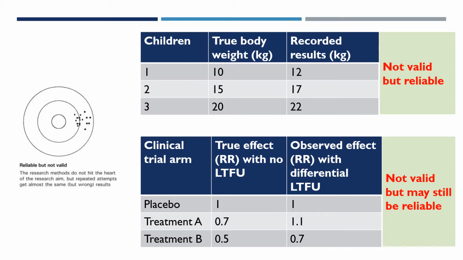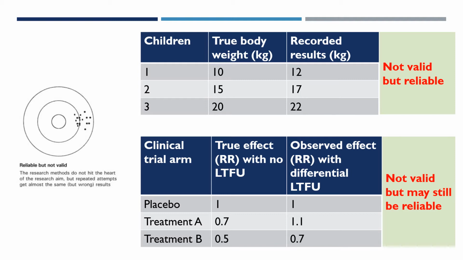In another example of a clinical trial, we can see the true effect is different from the observed effect with differential loss to follow-up. This is maybe because patients who are lost to follow-up are likely to have more severe health conditions. So in this case, the measurement in our study with the patients who stay can still be reliable. But our result overall is not valid because we cannot evaluate the patients who are lost to follow up.